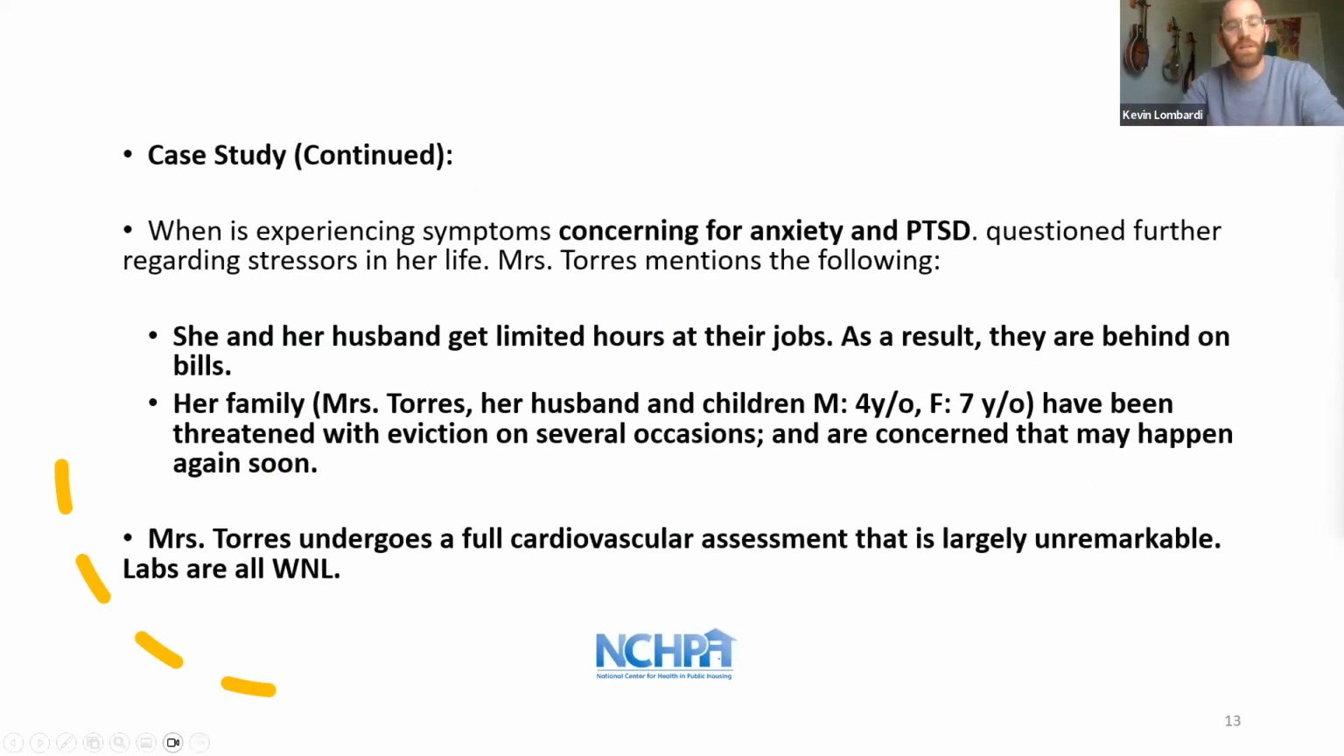So, continuation of the case study. Mrs. Torres is experiencing symptoms concerning for anxiety and PTSD. When questioned further regarding the stressors in her life, she mentions the following. She and her husband get limited hours at their job. As a result, they're behind on bills.